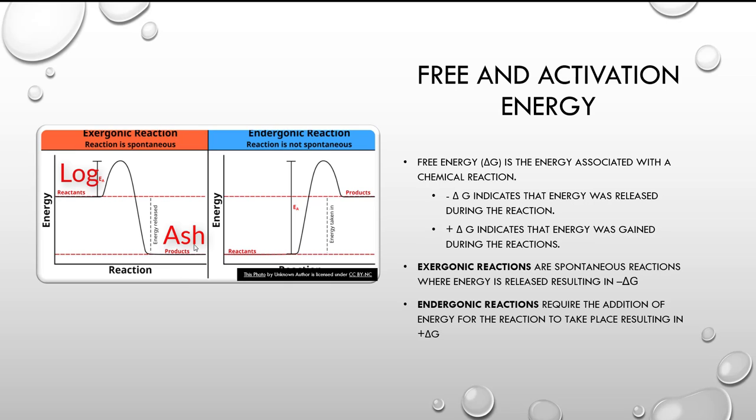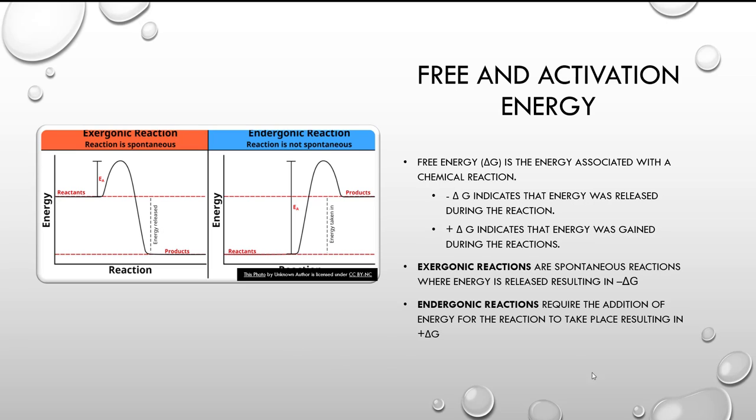So think of this reaction as burning logs in a fire. The logs had a lot of energy to begin with. You're burning it, lots of fire, heat is released, and you end up with ash at the end. You can't burn the ash, right? There's no more energy left. It's basically just ash. So that's an exergonic reaction.